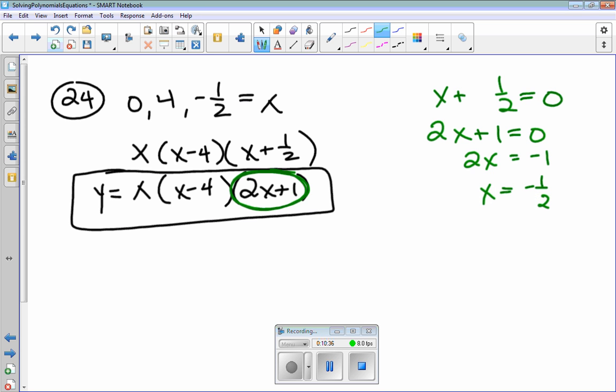Now, when they say standard form, they just mean multiply it all out. And we'll get to that eventually, but we're going to stick with factors today. Good question. Thank you for bringing that up.